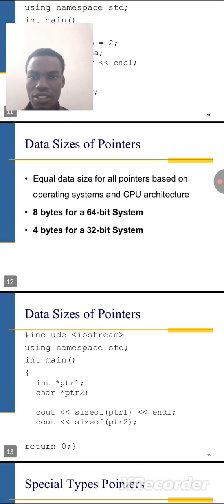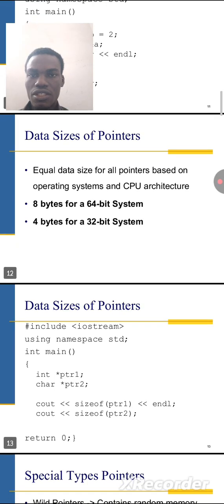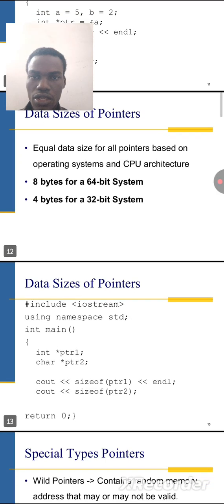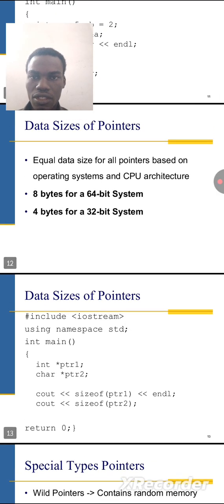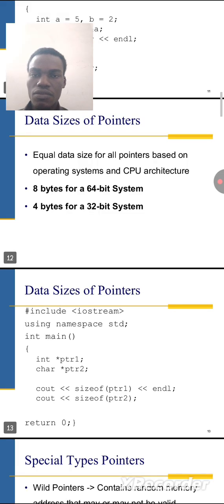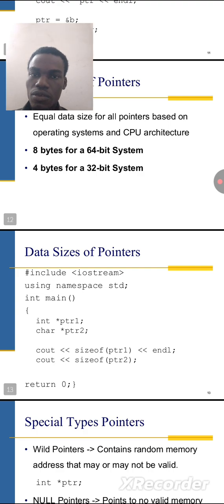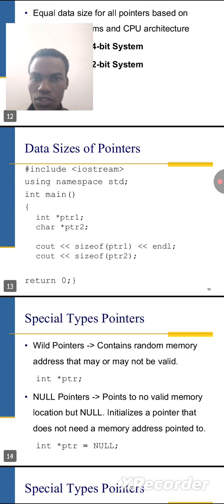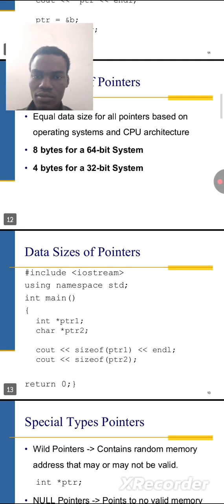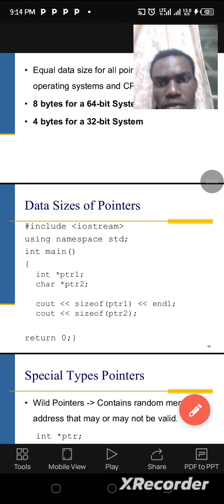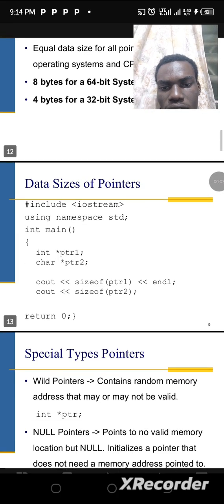Now let's look at the data size of pointers. The data size of all pointers depends on the operating system and the CPU architecture. So we can have 8 bytes for a 64-bit system. We also have 4 bytes for a 32-bit system. So that's the data size of pointers. We are going to try them.